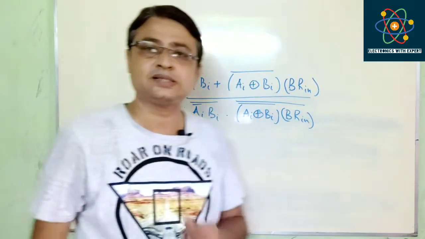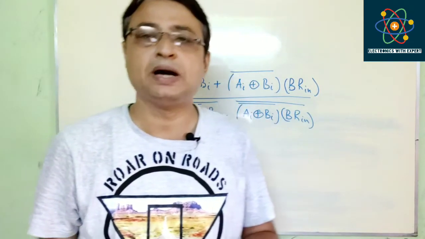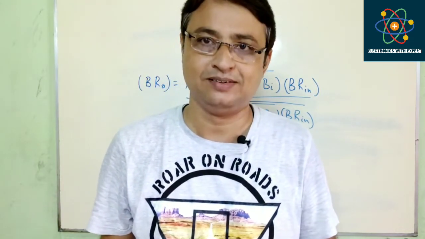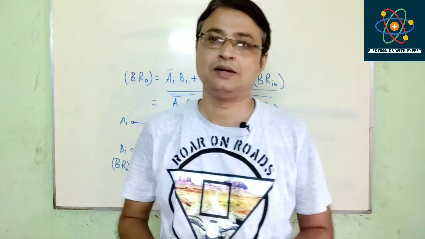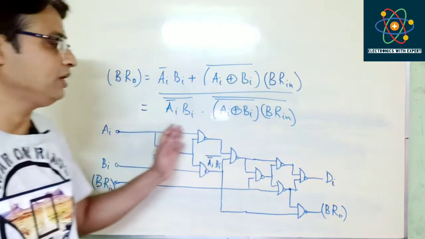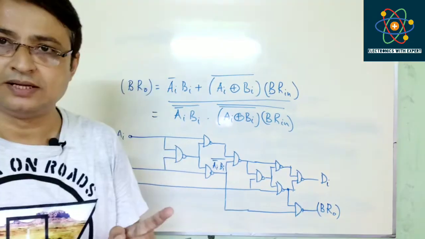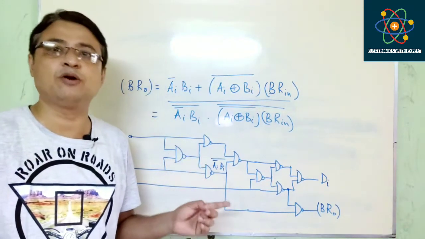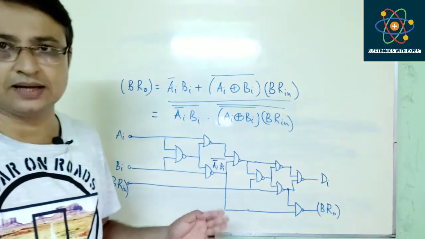So now the last step remains, that is to draw the circuit of a full subtractor by using NAND gates only. So this is the entire circuit of a full subtractor by using NAND gates. Look at this circuit, there are only 9 gates used for the full subtractor circuit. So you only require 9 NAND gates to construct a full subtractor circuit.